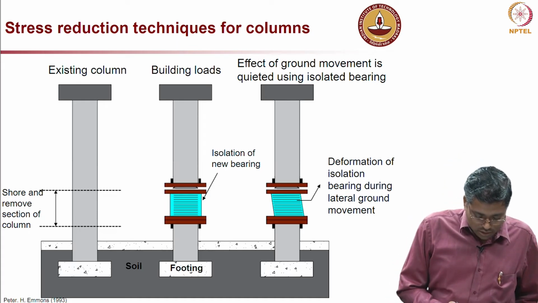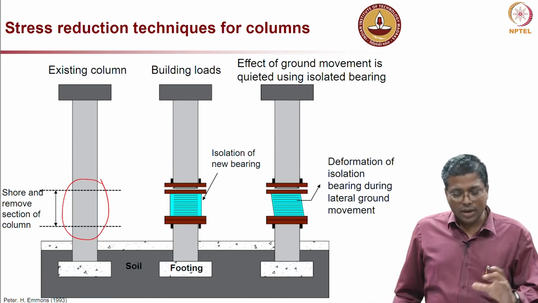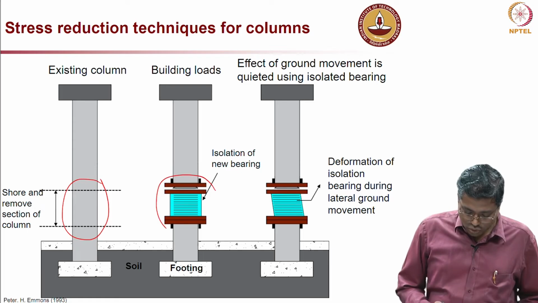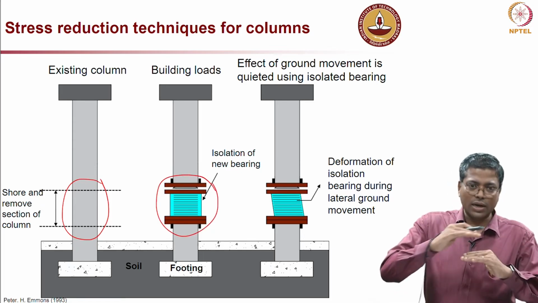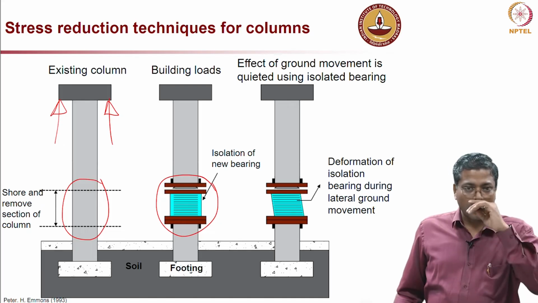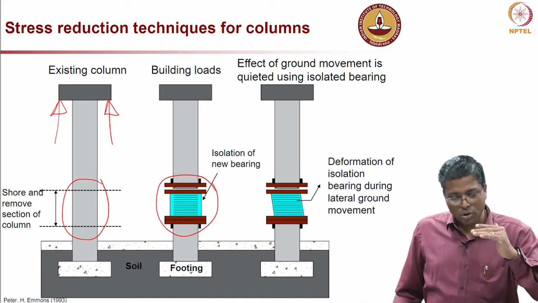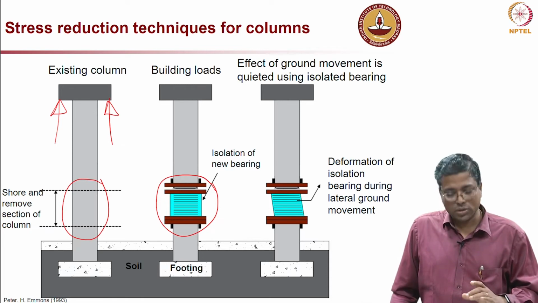So, what we do is, this is the region which has to be removed and then replaced with this new bearing system. So, how do we replace? Because when you cut something, of course, you have to provide shoring, otherwise the column will fall down. So, the shoring is provided first, so that no load will be acting on the column while the strengthening work is going on.